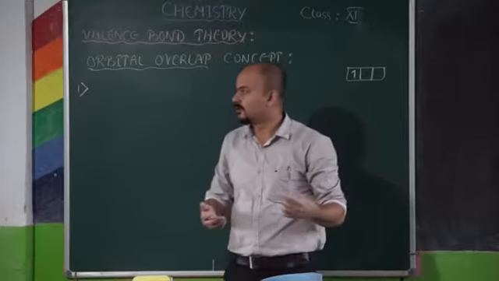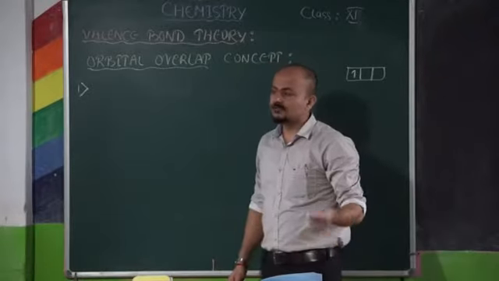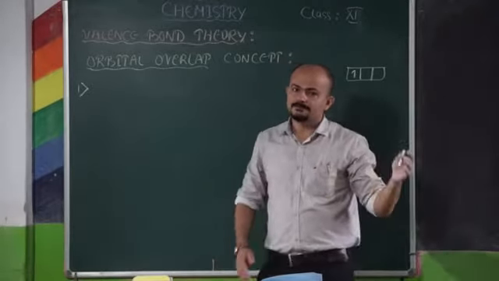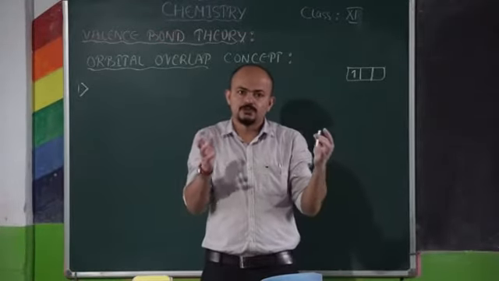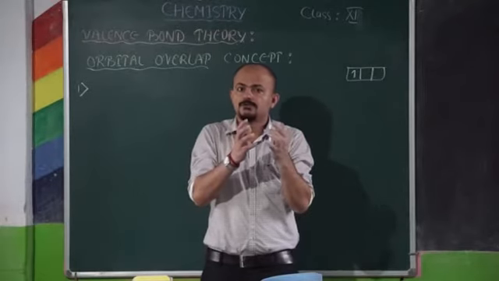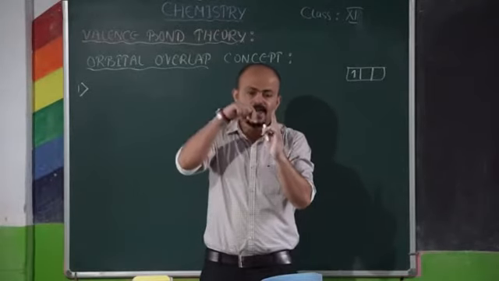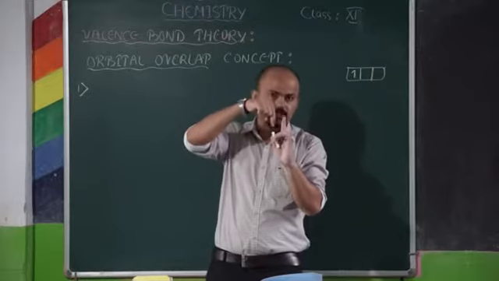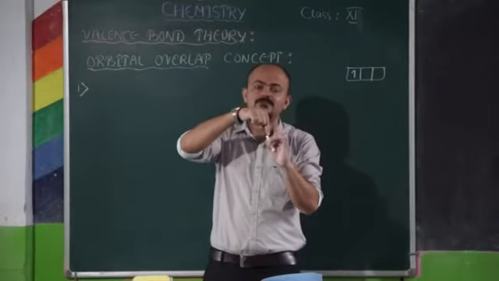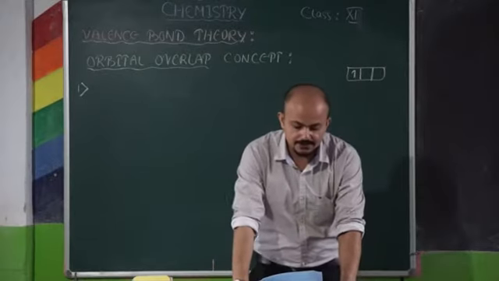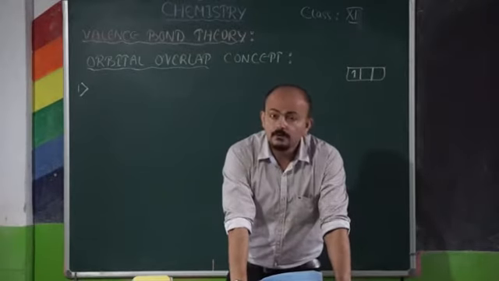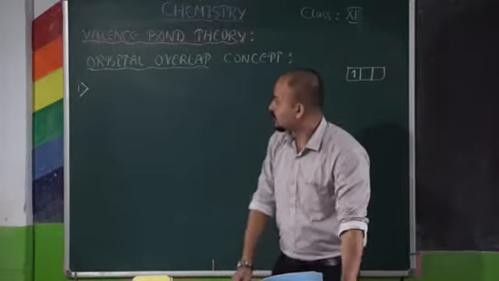The second point that you have to remember: whenever the atomic orbitals of each atom come together to form this overlapping, one pointing upward and the other pointing downward, it results in the formation of a molecular orbital, or covalent bond.